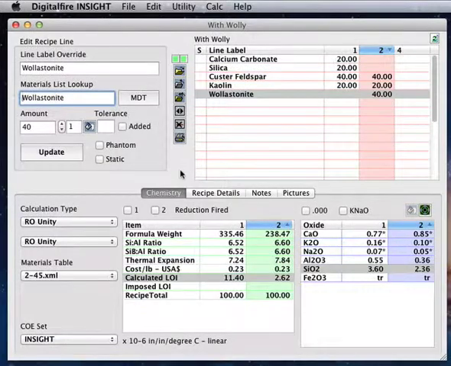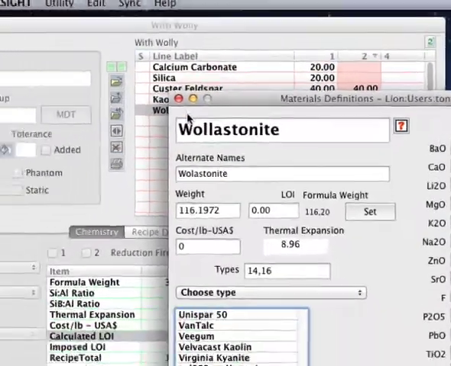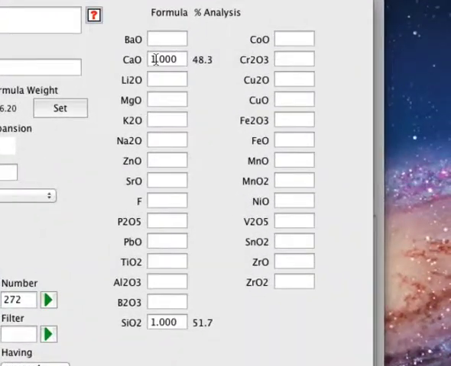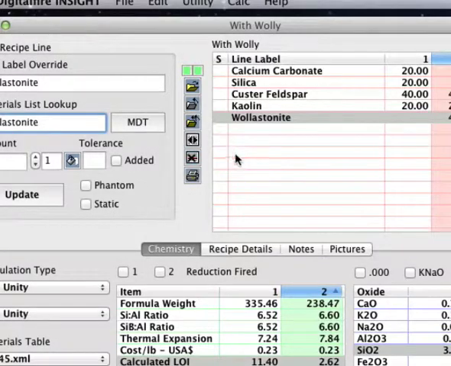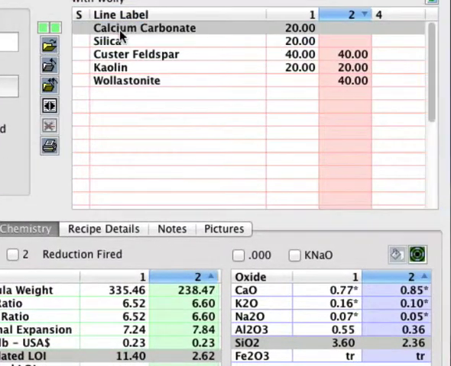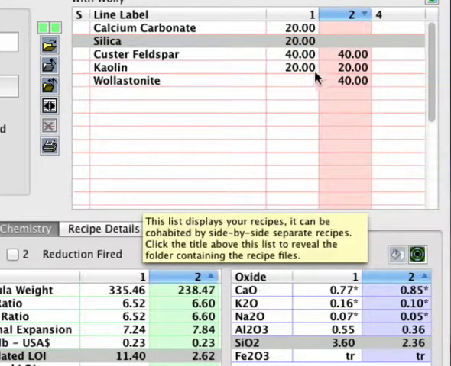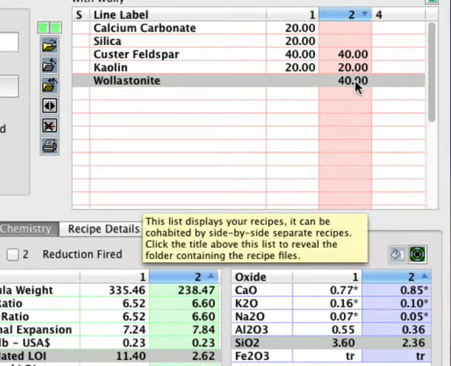Let's consider a puzzling question using Digital Fire Insight. I'm going to double-click this Wollastonite, and we'll take a closer look at it. Notice that it has 1 part calcium and 1 part silica. So that means it's 50-50, supposedly. But in the recipe on the left, I have calcium carbonate 20 and silica 20. And so I've replaced those with 40 wollastonite on the recipe on the right. The other two ingredients are the same.